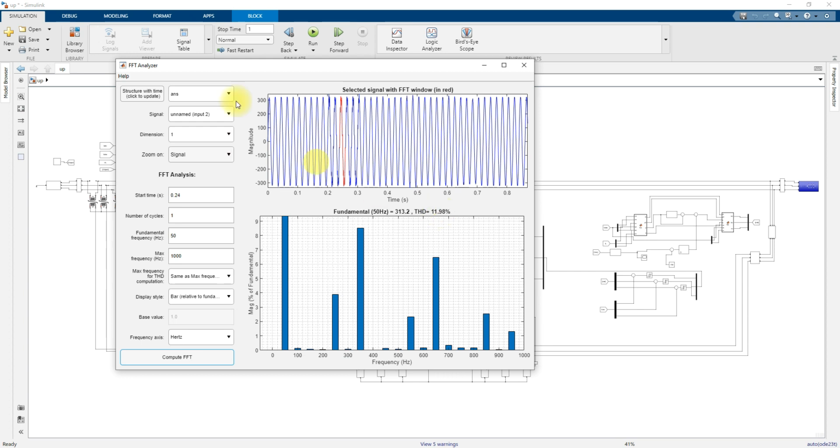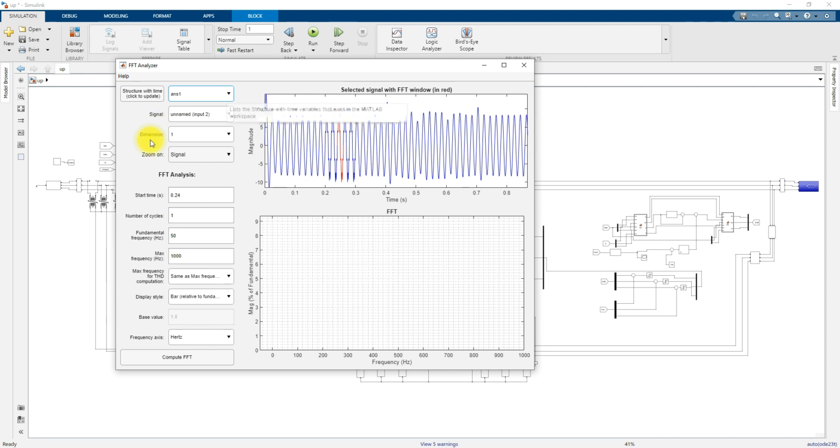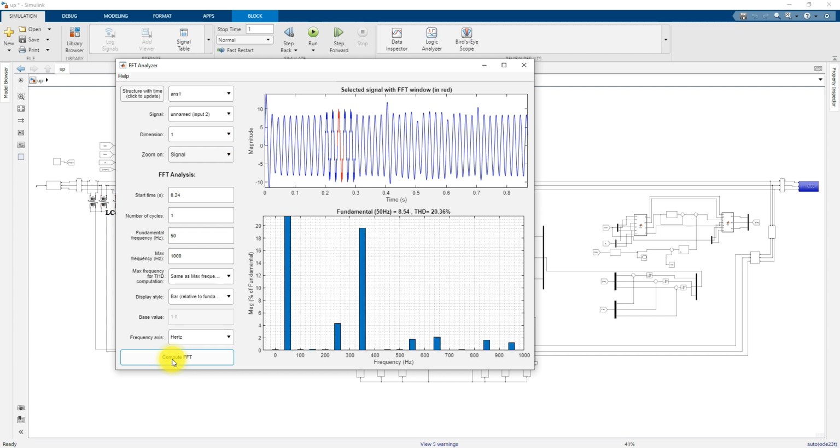Okay, and then I'm going to take the source current, right? This is the source current. I'm going to check that THD. During that harmonic injection it has 20.36 percentage. Okay, it's not reduced. The source current also has 20.36 percentage.